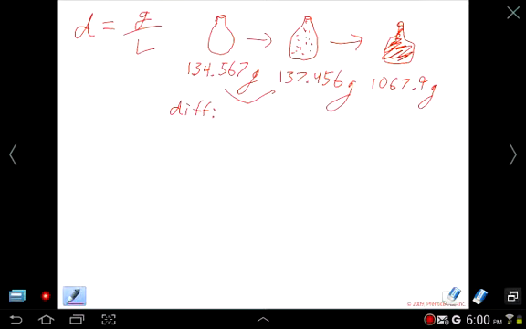Let's go and do this precisely. 137.456 minus 134.567. So we have 2.889 grams. Now this will give us the grams portion of it. To get the liters of this flask, we're not given the liters directly. What we'll have to do is essentially use the density of water to get the liters.